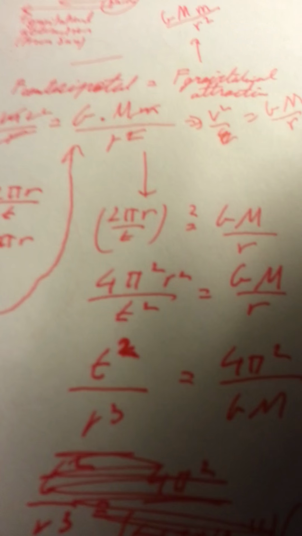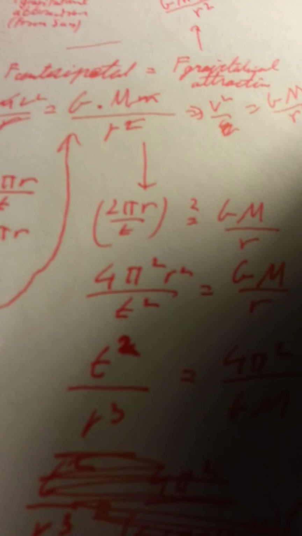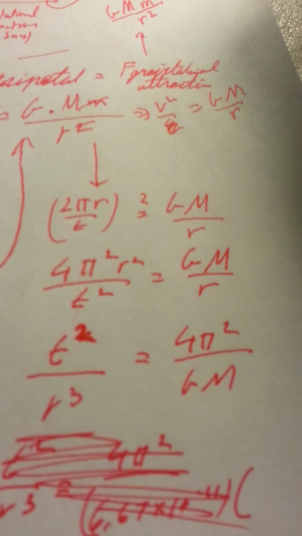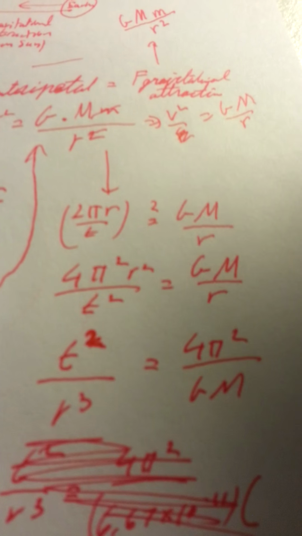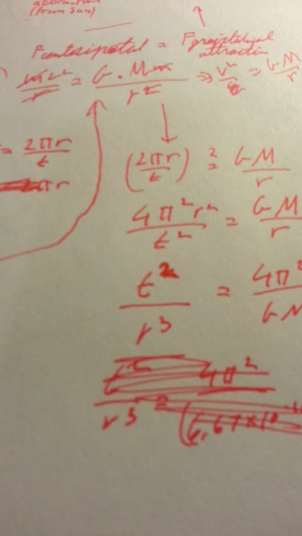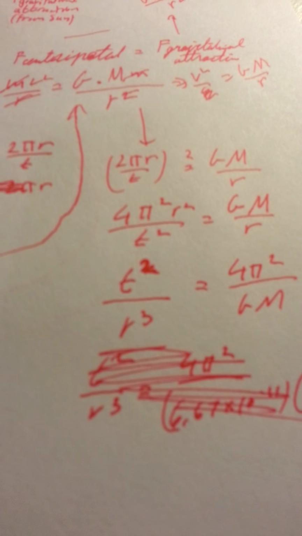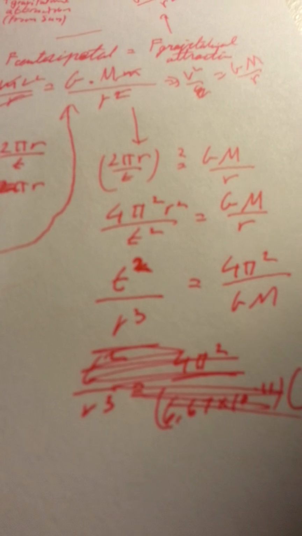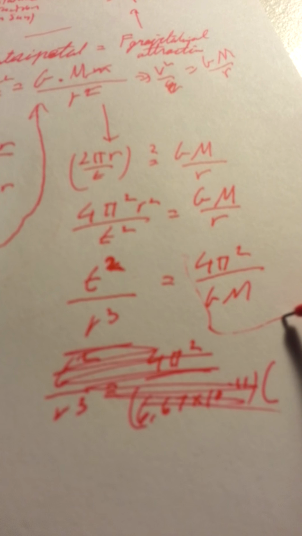Now 4 pi squared r squared divided by t squared is equal to big G times the mass of the sun over the radius, over the distance from the center of mass of the sun to the center of mass of the Earth. So if you rearrange that, t squared over r cubed is equal to 4 pi squared over G times M. Now see, this is a constant. All this stuff is a constant, because 4 pi squared, that's a constant.